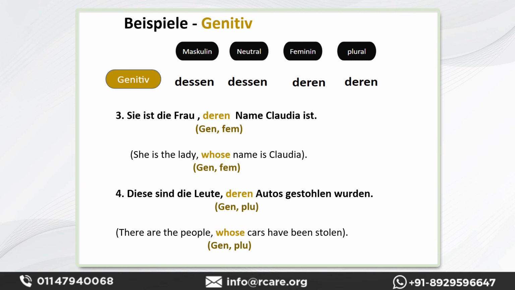Diese sind die Leute, deren Autos gestohlen wurden. These are the people whose cars have been stolen. So now we are referring here to multiple people. So that's why we are using the genitive article in plural. So the relative pronoun will be deren.